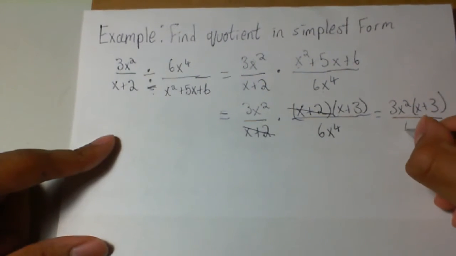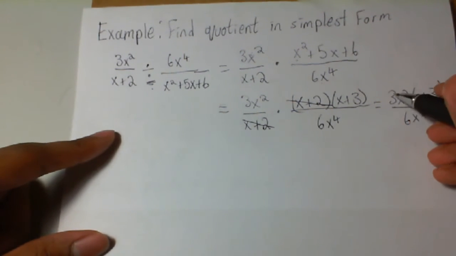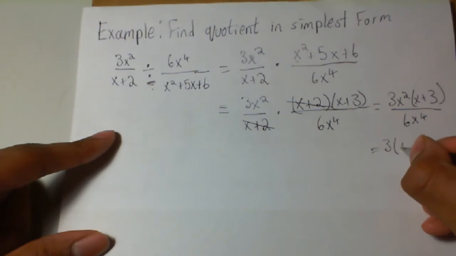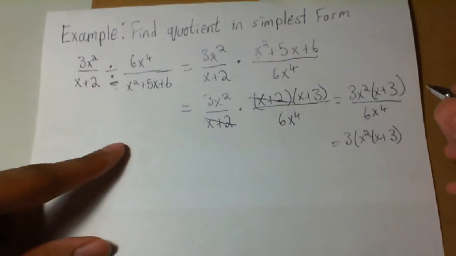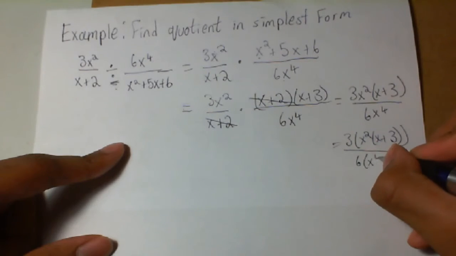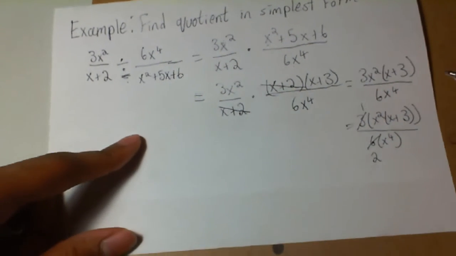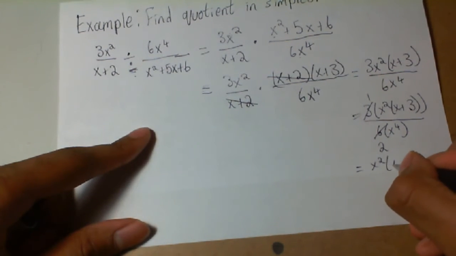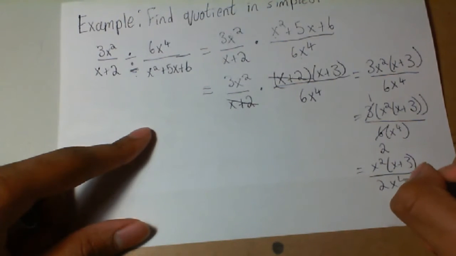divided by 6x4. Okay, you might have noticed that 3 and 6 can also be factored out. So I can take out the 3 and have it like this, right? And then same thing with the 6. Take those out. That becomes a 1, and that becomes a 2. So then you have x squared times x plus 3 over 2x4.